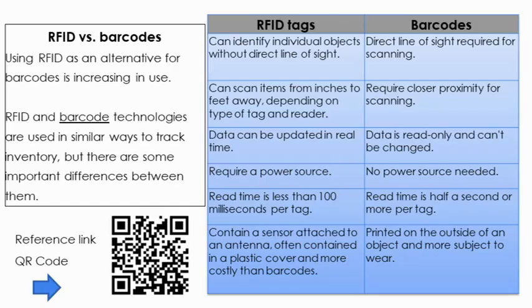Now, the difference between RFID and barcodes. You might have seen barcodes. The reference link for detail is given in the QR code. You can scan the QR code and read more about this slide on YouTube. So RFID can identify individual objects without direct sight, and a barcode needs direct scanning. RFID needs a power source, barcodes need no power source. So you can read the differences in detail later.